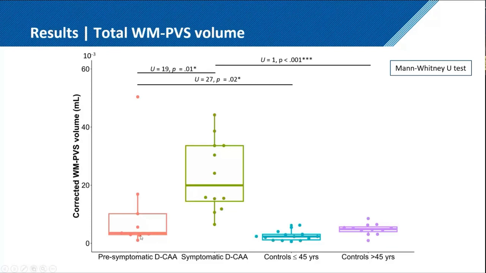so to the younger controls. And I think it's good to note here that you might have spotted this potential outlier. So we also redid the analysis without this potential outlier, and then we still saw a significant difference between the pre-symptomatic CAA and their matched controls.